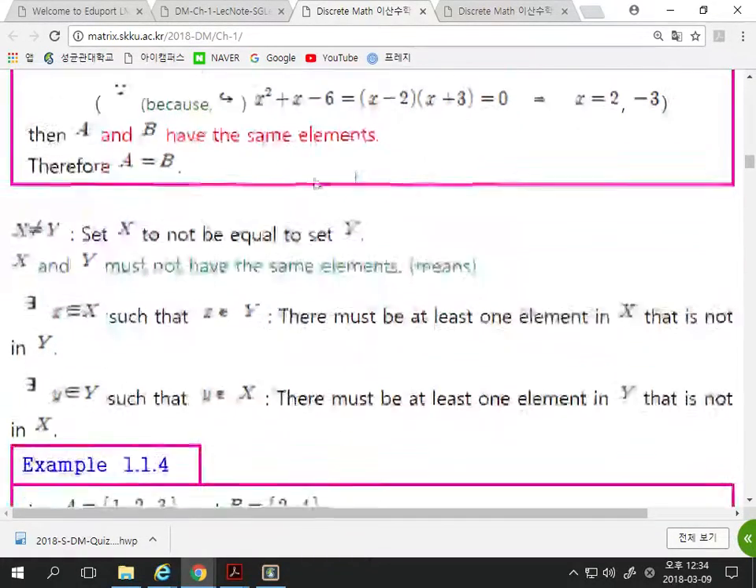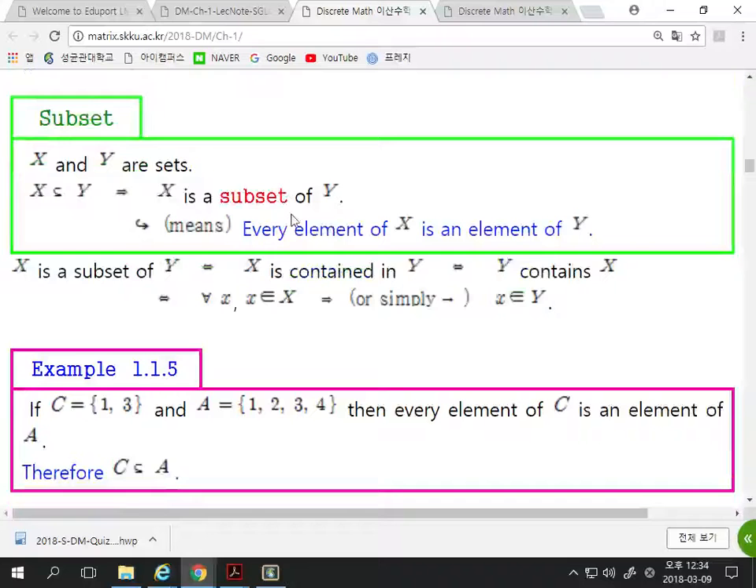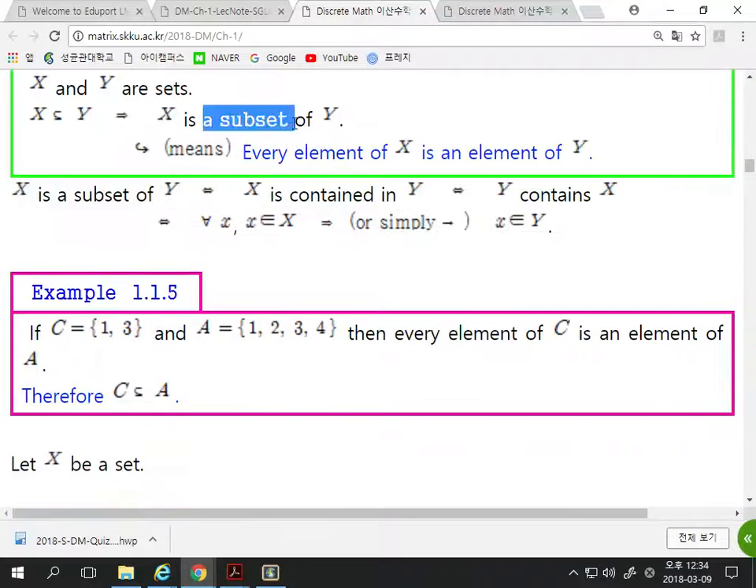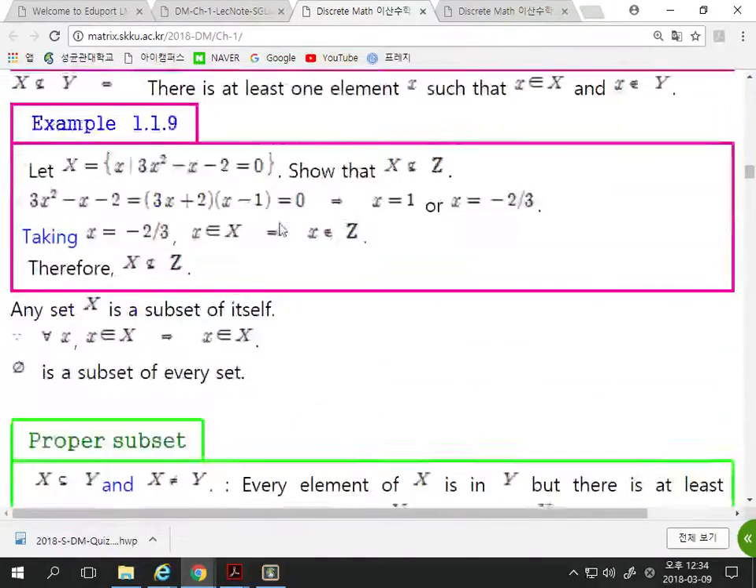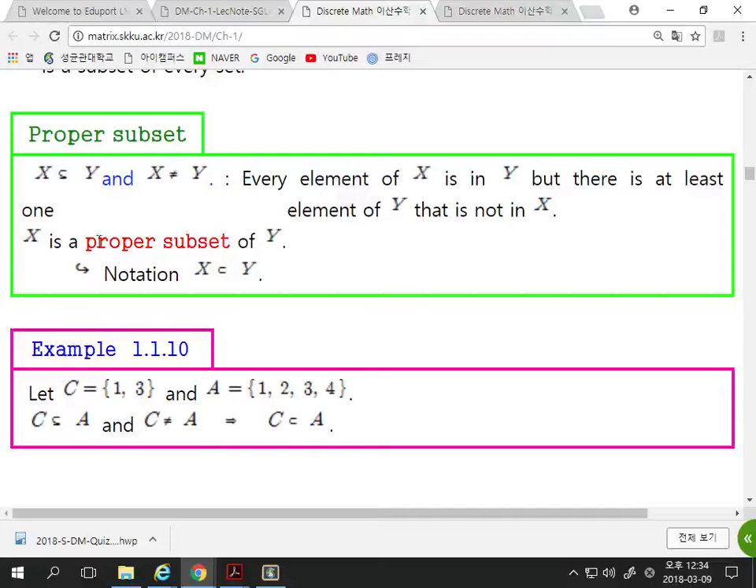I will go just briefly over subsets. These are simple examples, and proper subset. If X is a subset of Y, but X is not the same as Y, then we call X a proper subset of Y.